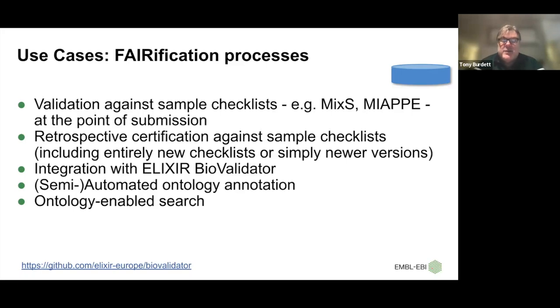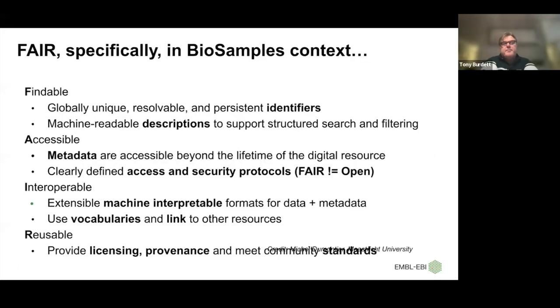BioValidator is actually quite a useful tool that we use to do standards validation. It uses JSON schema, and it's quite an interesting tool that you can embed within your own workflows if you're interested in this pre-submission validation. There's a link to the tool at the bottom. There's some useful tooling that we have around this. And we also do these processes of semi-automated ontology annotation and ontology annotation search that I'm going to talk a bit more about in the next couple of slides.